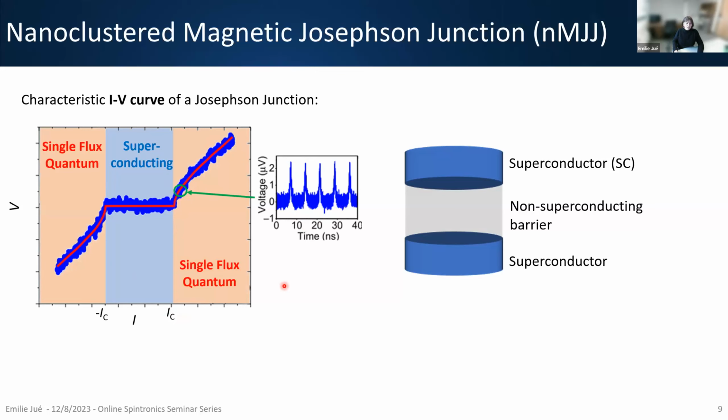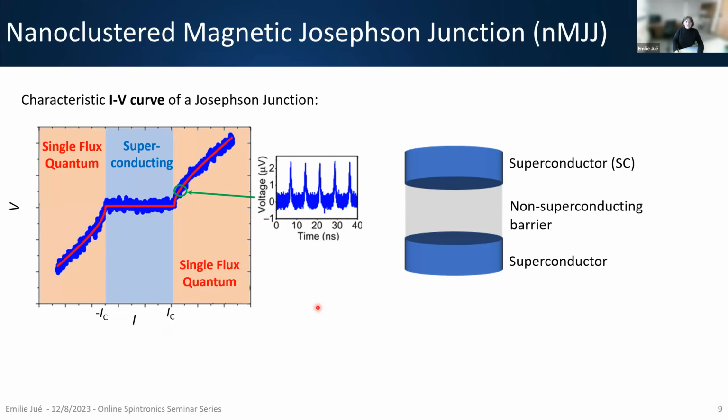So here it is a lot of information, and really the only thing I want you to remember is that the main parameter that characterizes the Josephson junction is its critical current. And we can see the critical current on this type of curve by the boundary between the 2 regimes.